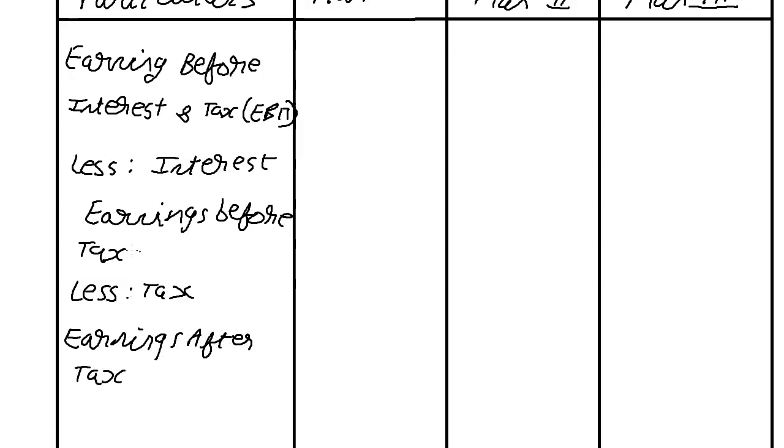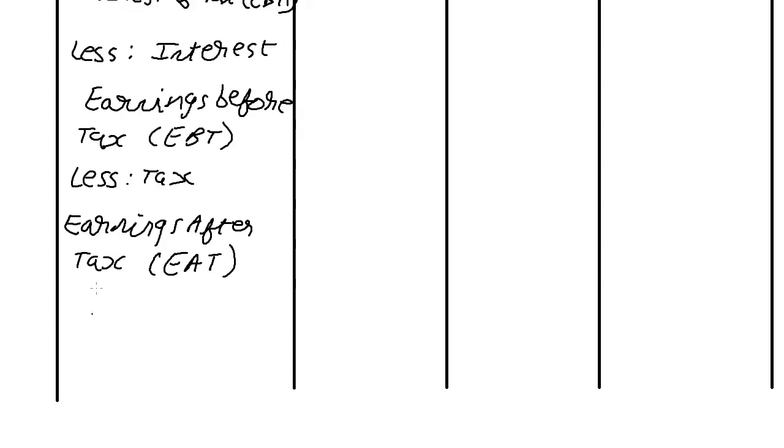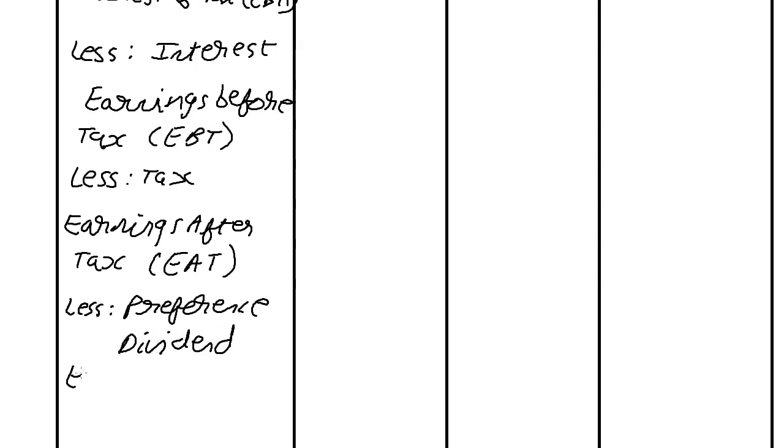Earnings after tax. So keep in mind, this is EBT, this is EAT. Once we are done, we subtract preference dividend in order to get earnings available to equity shareholders.